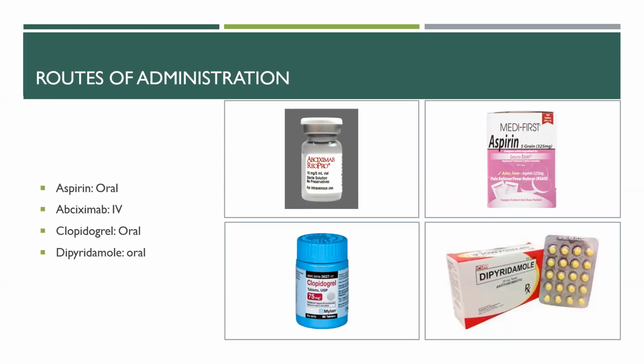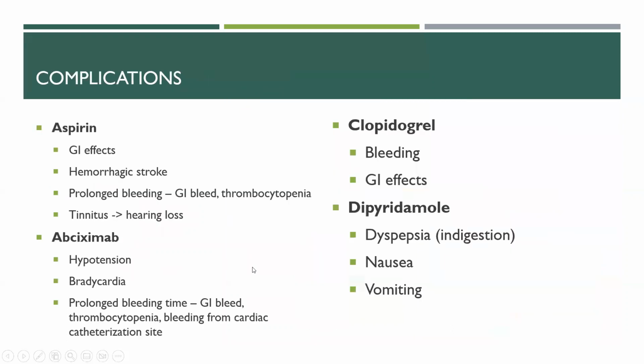Routes of your medication: most of them are oral, except for eptifibatide. That's the one that is given through IV. Complications, all of these are going to have bleeding. With aspirin, it can also cause hearing loss, so you want to look out for patients with their hearing. Eptifibatide can cause hypotension, bradycardia. Clopidogrel, once again, GI effects, bleeding. Dipyridamole is dyspepsia, which just means indigestion. The way I always remember dyspepsia is I think Pepsi gives me indigestion, and it causes nausea and vomiting.